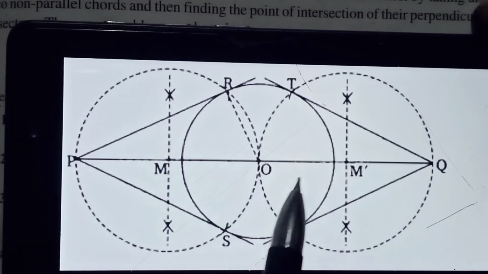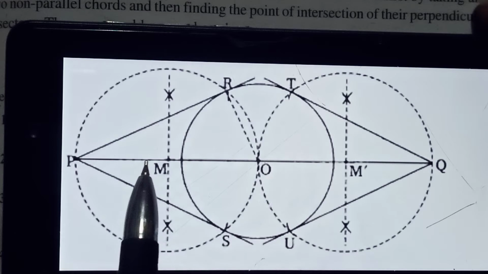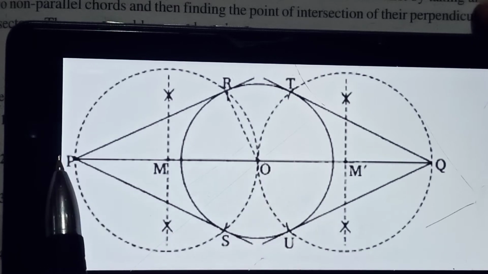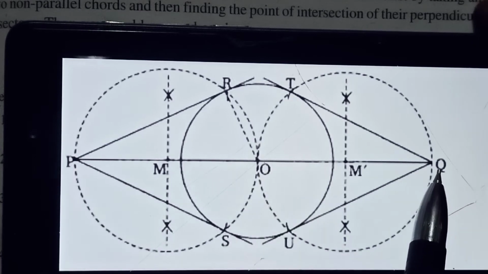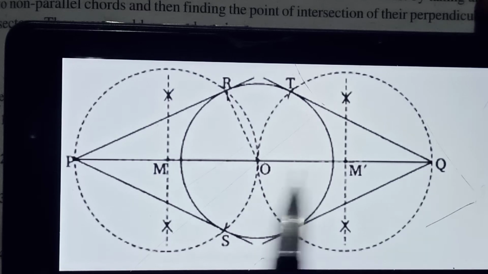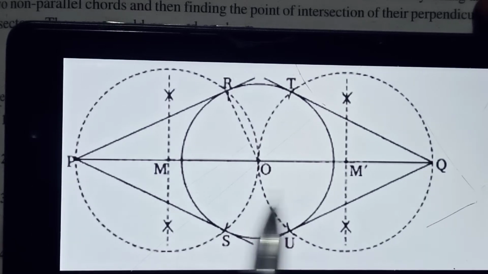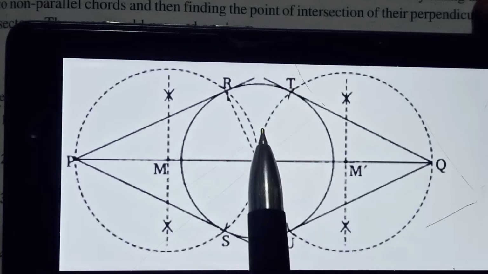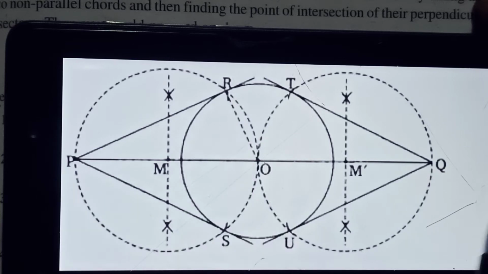Circle बनाया, एक कोई भी diameter ले लो आप, उसको extend करो, OP being 7, OQ also being 7. Then they were saying that from these external points P and Q, draw tangents to this circle. So P से भी tangents बनानी है and Q से भी.